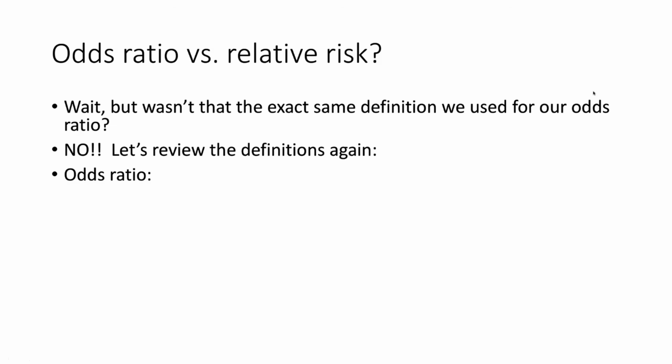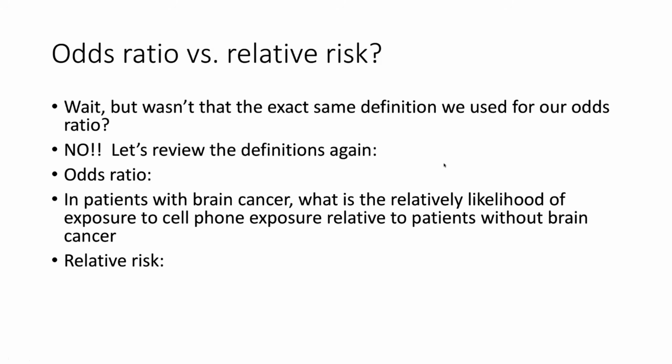So the odds ratio, you're going to look at the people who have the outcome and then go backwards and determine the likelihood that they used cell phones or had the exposure. And then the relative risk is going to be what's the risk that you're going to develop the outcome, the brain cancer, compared to those who do not use cell phones. Yeah, perfect. I don't know if that was exactly right.